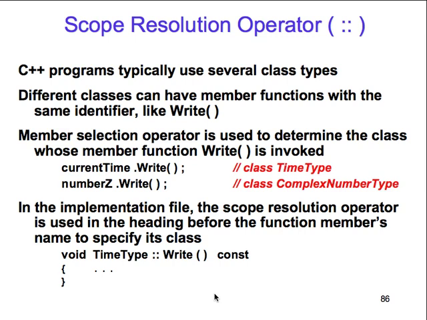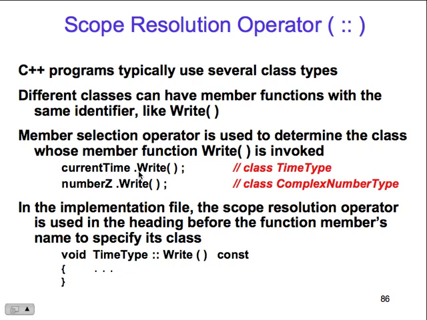So the scope resolution operator, here's your formal declaration of what it is. We've seen it in a couple of examples so far. Typically, there are several different class types. Different class types can write member functions with the same identifier, like write. So each one of our classes can have the same member function. So the member selection operator is telling us which method, and scope resolution is telling us which class we're actually looking at.